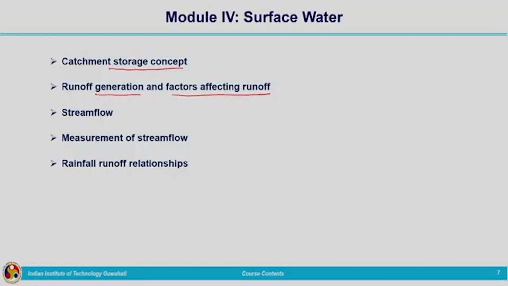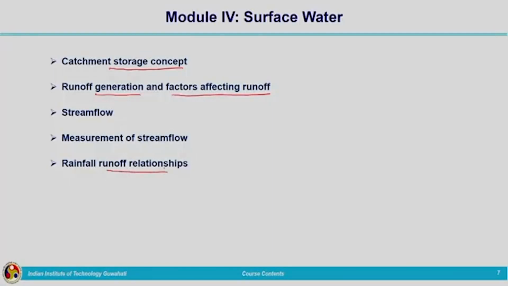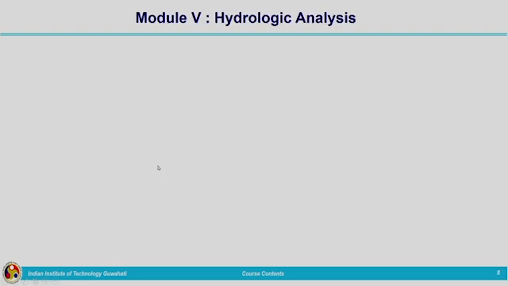And after that, how we are getting this flow, runoff or stream flow, is based on the rainfall. So, there is a certain relationship between the rainfall and runoff. Depending on the soil characteristics and depending on the landscape, how much runoff is obtained. So, we can find out a certain relationship between rainfall and runoff, that we will study under rainfall runoff relationships. After understanding the rainfall runoff relationship, we will move on to hydrologic analysis.